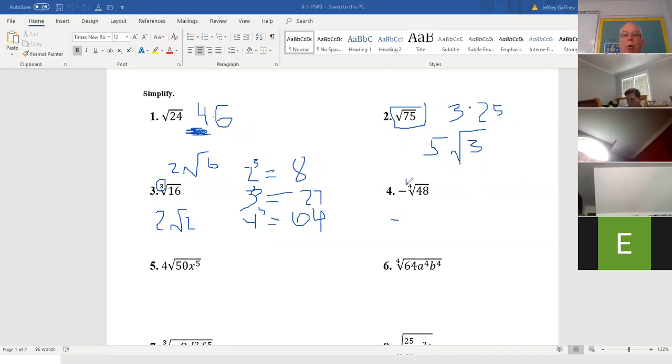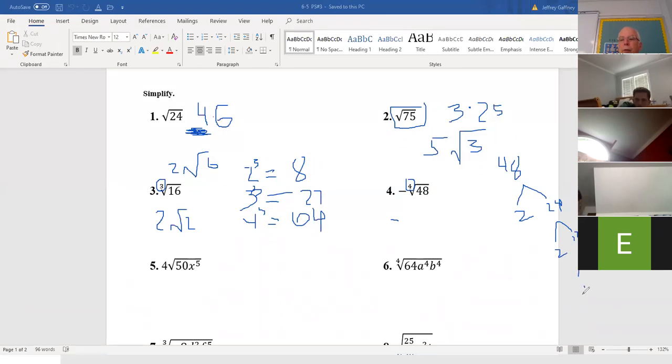48, but we're doing fourth roots. Like, okay, now what do I do? All right, we've talked about this before. 48, nice even number. I'm going to start doing multiples of 2. So 48 is the same as 2 times 24, right? Let's see if I can get 4 2s out of this guy. 24 is 2 times 12, right?